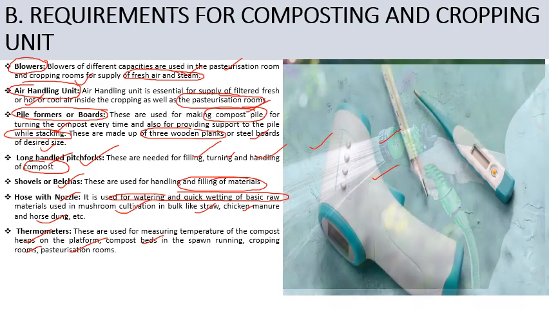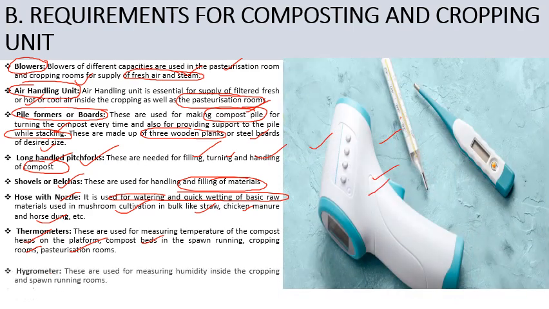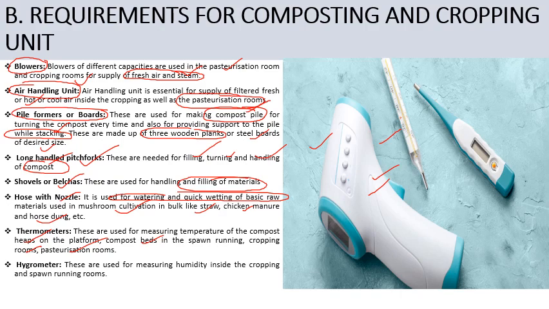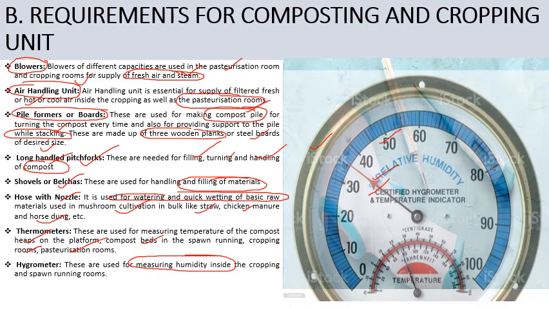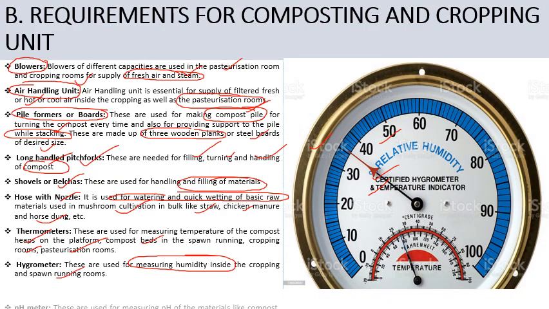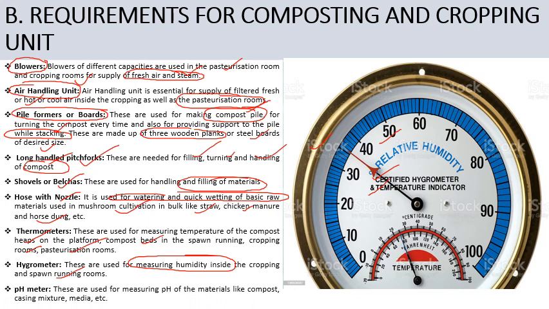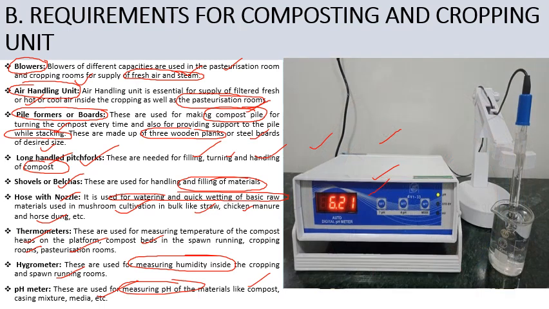Thermometers are used. Next are hygrometers. These are used for measuring relative humidity in the cropping and spawning running room. Next, pH meter. This is used for measuring pH of the material like we have compost, casing material and media. So ये use किया जाता है to check the pH. This is the digital pH meter.